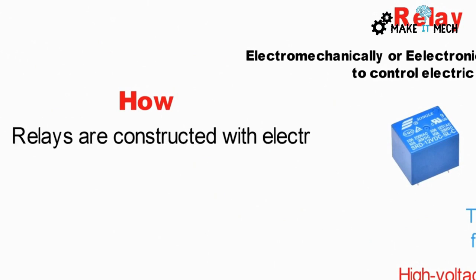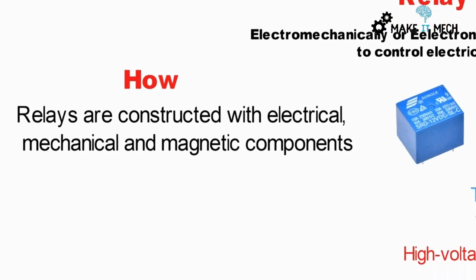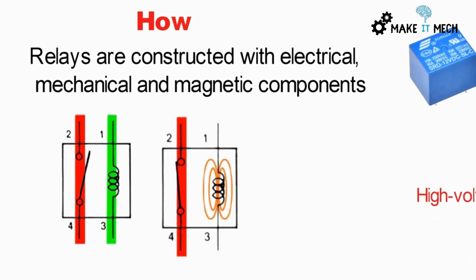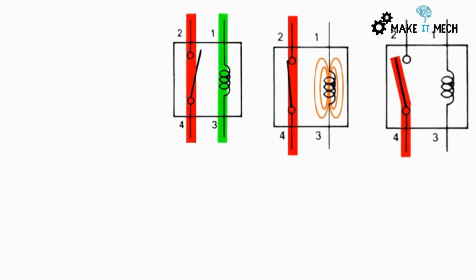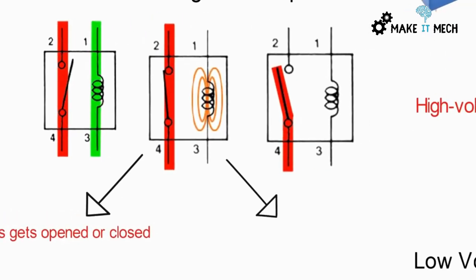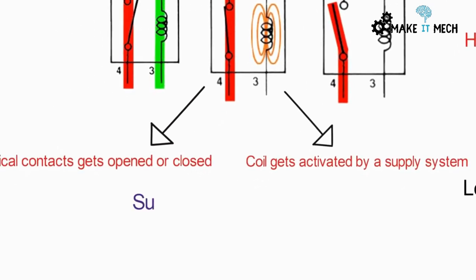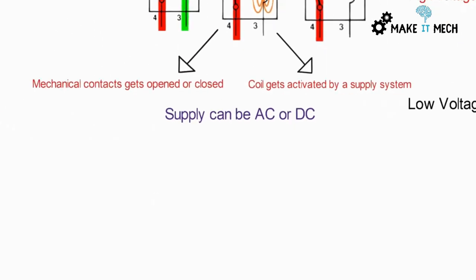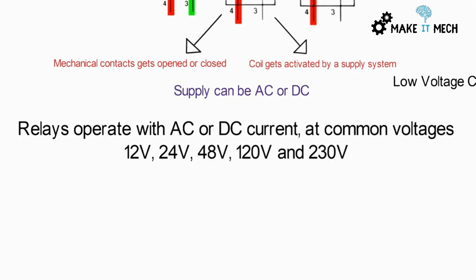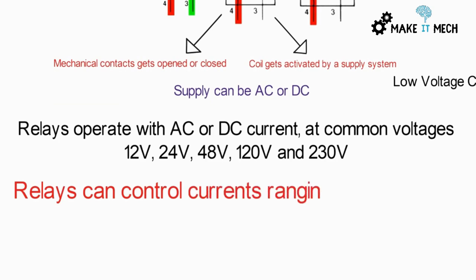Relays are constructed with electrical, mechanical, and magnetic components. In a relay we have a mechanical contact and a coil. When we apply a current to the coil, it gets activated. The mechanical contacts get opened or closed by the activation of the coil. Relays can operate with AC or DC currents at common voltages and can control current ranging from 2 ampere to 30 ampere.